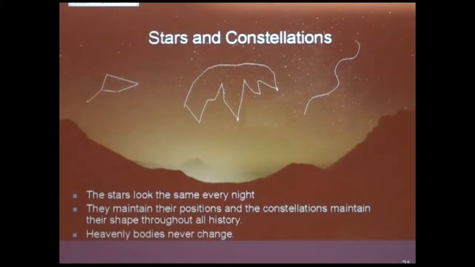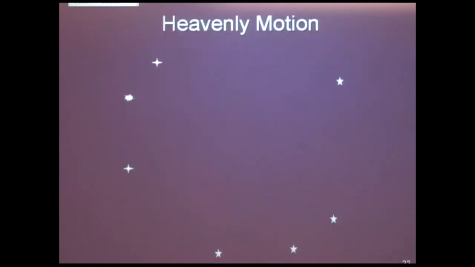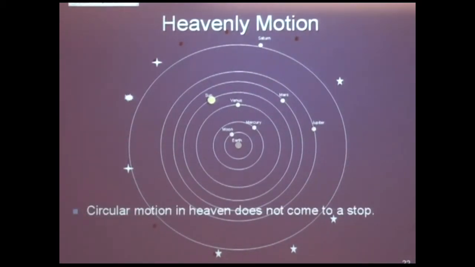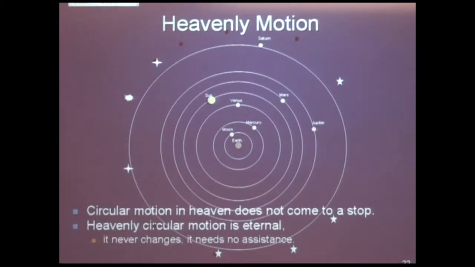So the conclusion that Aristotle reached is, I see that in the heavens, the nature of the bodies never changes. In fact, the motion of objects in the heavens, like the planets and the moon, are all eternal circles. They just keep going on and on in eternal motion. Circular motion in the heavens does not come to a stop. It just goes on forever and ever. In fact, that's how the word eternal came about. Eternal is the motion of ether. So heavenly motion never changes. It needs no assistance.